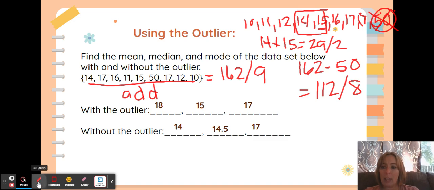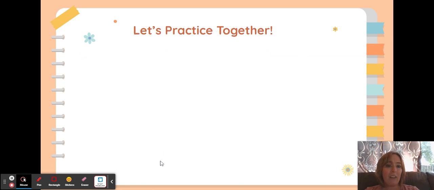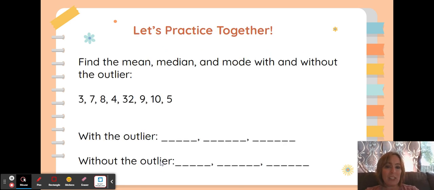Okay, let me clear my page and then we can move on. All right, now let's practice together. Here's a group of data values. Go ahead and find the median with the outlier.